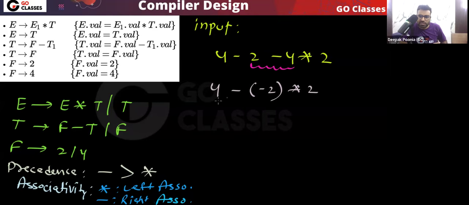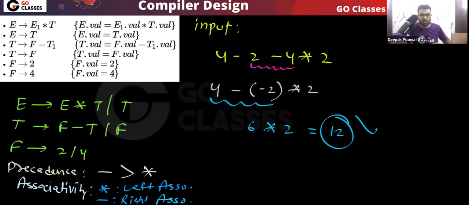Next, again you can notice that this subtraction has more precedence than star. So now we will do this. Here 4 minus minus 2 will be 6, star 2, that will be 12. The answer will be 12. I hope you understood. This is how you can solve this question. This is another way to solve this question.